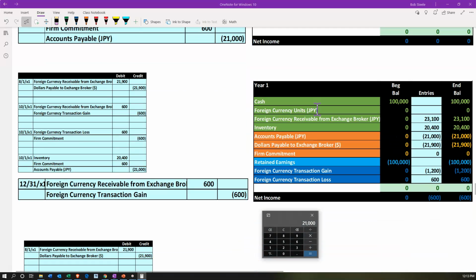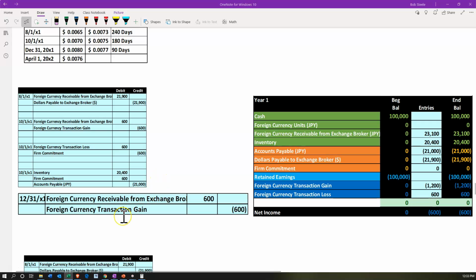Okay, next transaction. Now it's 12/31, so it's the balance sheet date. We have to adjust our entries for the balance sheet time for any accruals necessary for the foreign exchange valuation.